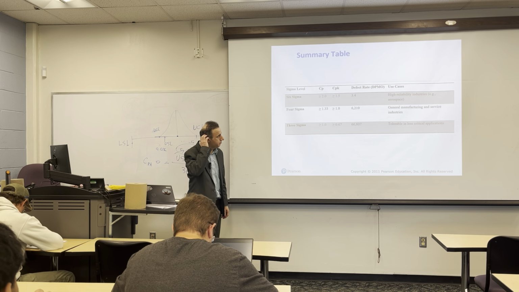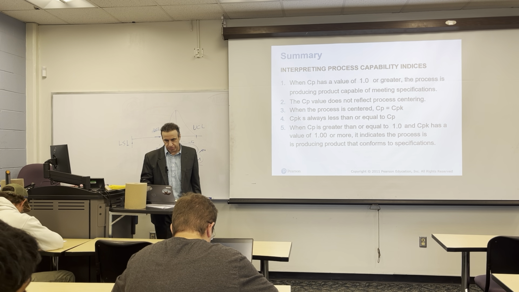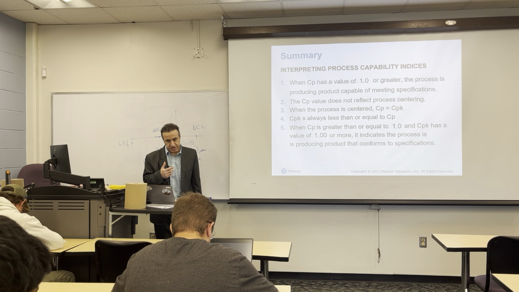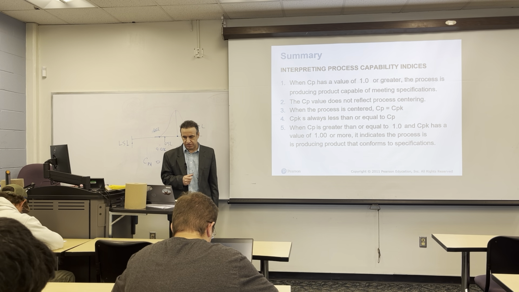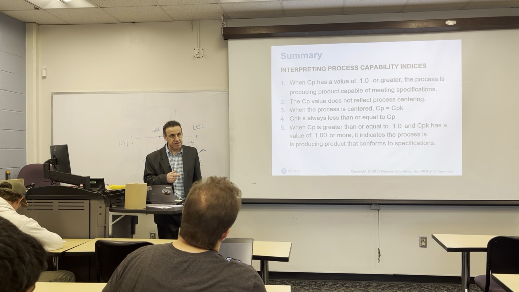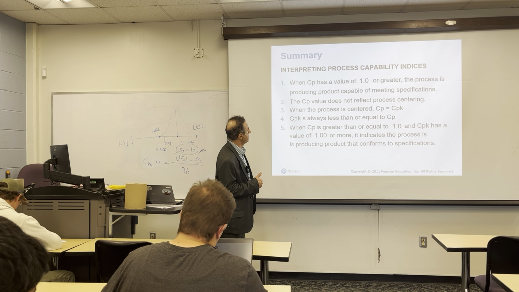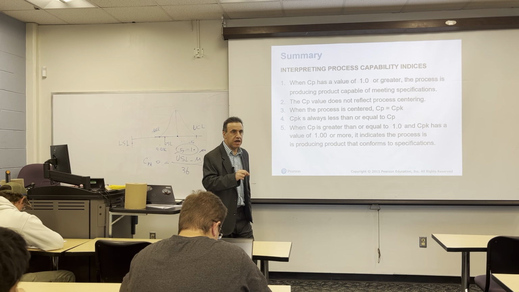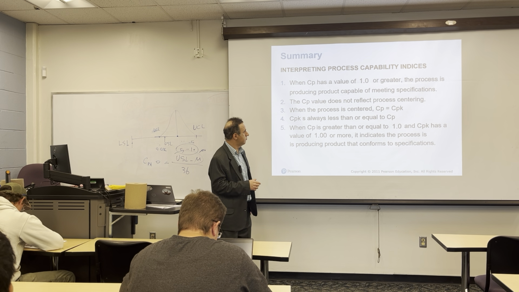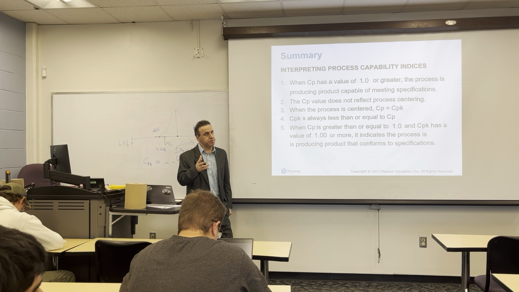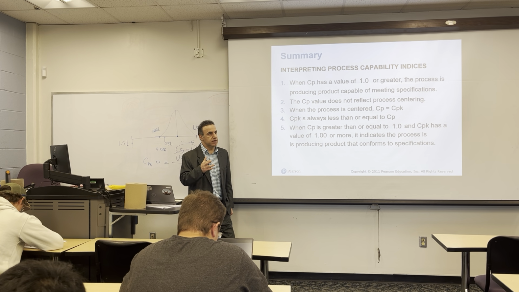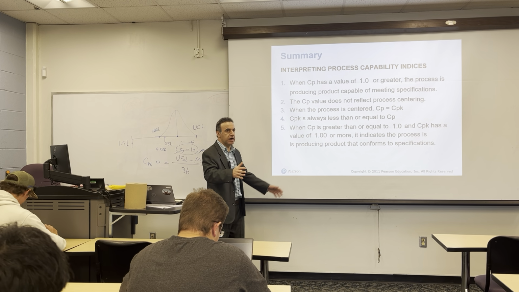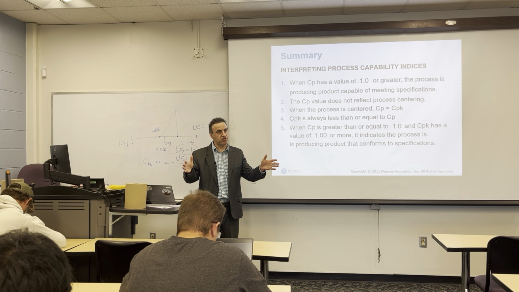Based on those equations, there is a summary you can review later on. For example, when CP has a value of 1 or greater, the process is producing products capable of meeting the specification limits. When your process is in the center, the CP and CPK are the same. If the CPK is negative, it means the center of your process is completely outside the lower and upper specification limits.